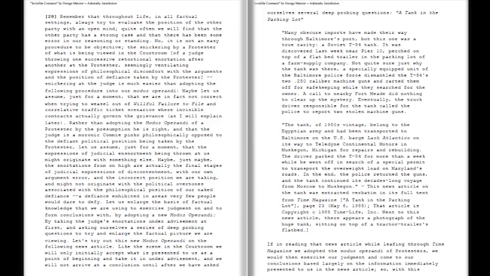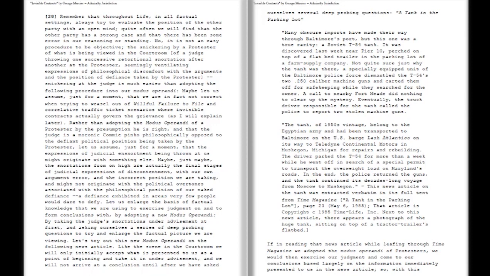A tank in the parking lot. Many obscure imports have made their way through Baltimore's port, but this one was a true rarity, a Soviet T-54 tank. It was discovered last week near Pier 10, perched on top of a flatbed trailer in the parking lot of a farm supply company. Not quite sure just why the tank was there. A specially equipped unit of the Baltimore police force dismantled the T-54's two .50 caliber machine guns and carted them off for safekeeping while they searched for the owner.